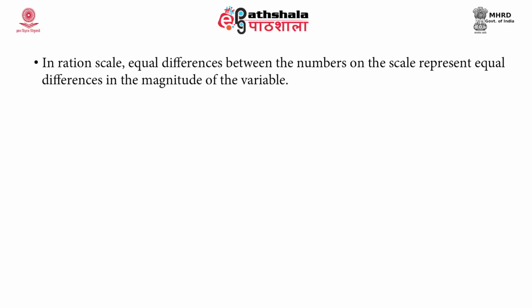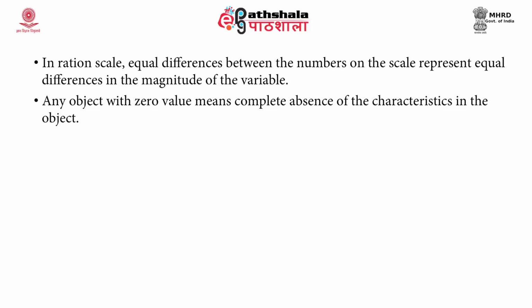In ratio scale, each equal difference between the numbers on the scale represents equal difference in the magnitude of the variable. Any object with 0 value means complete absence of the characteristic in the object.